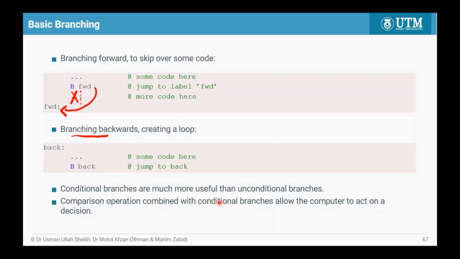The comparison operation combined with a conditional branch allows the computer to act on a decision. Every time you use a conditional branch, make sure you do some comparison. This comparison is needed in order to check the flags. Why? Because every time you do a branch with a condition, the instruction will check the flags accordingly, either the flag is true or not according to the branch conditions.